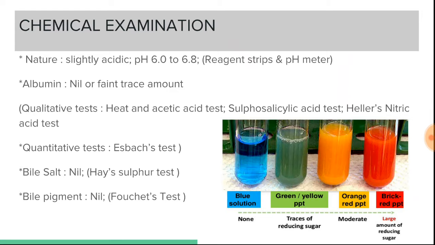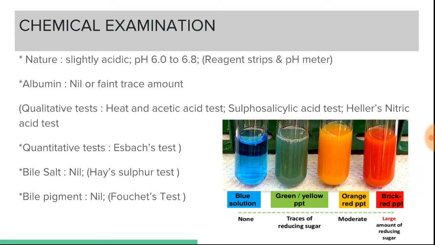Then comes chemical examination. Nature slightly acidic urine, pH varies from 6.0 to 6.8. It should not be basic. If basic, then at first we have to make it acidic, then examine. Generally reagent strips and a pH meter are used to detect the pH value of the urine sample.